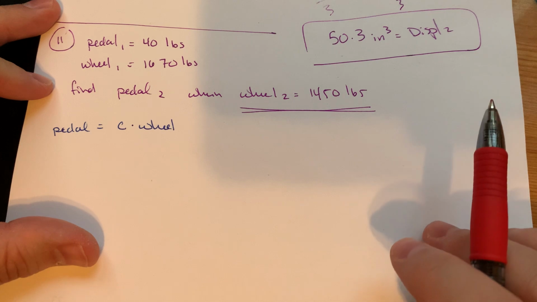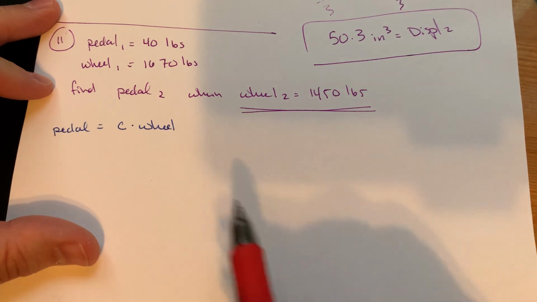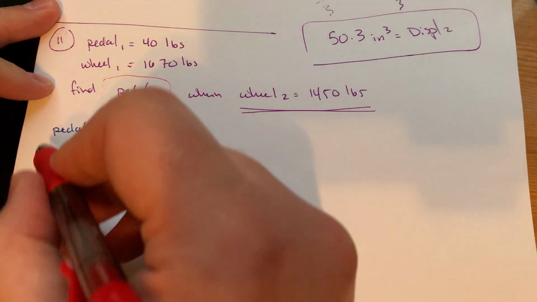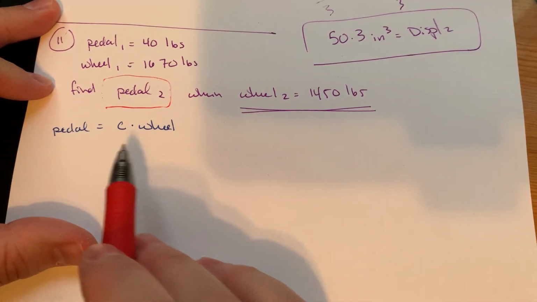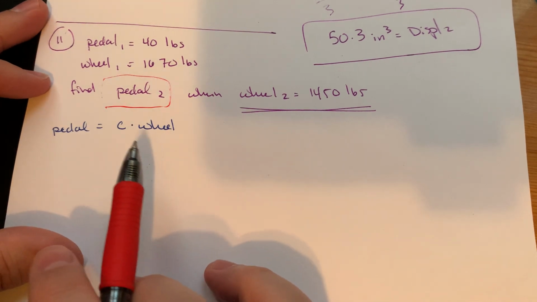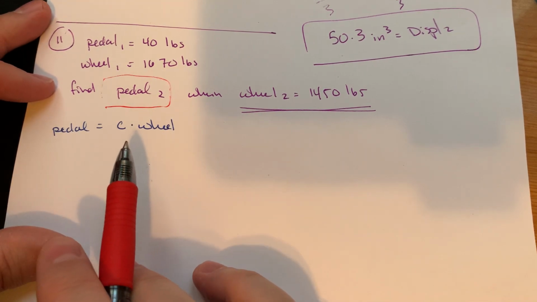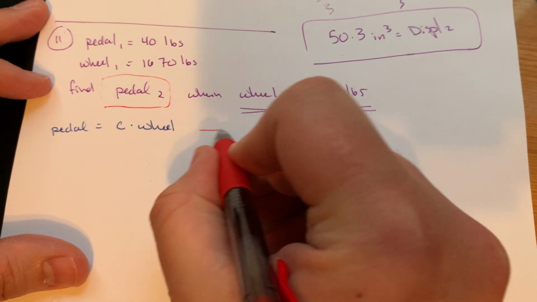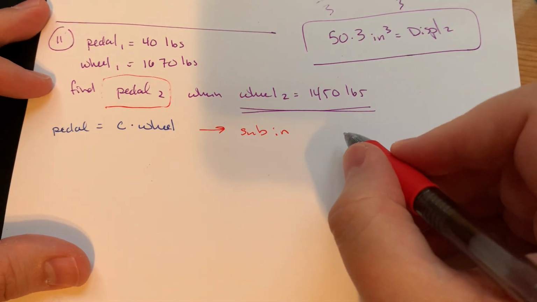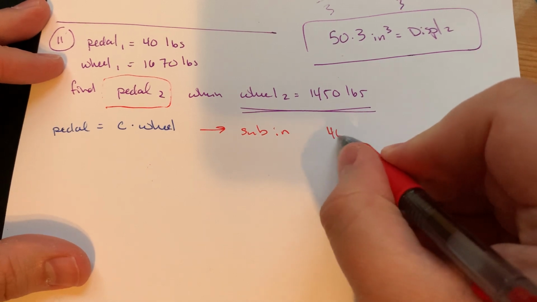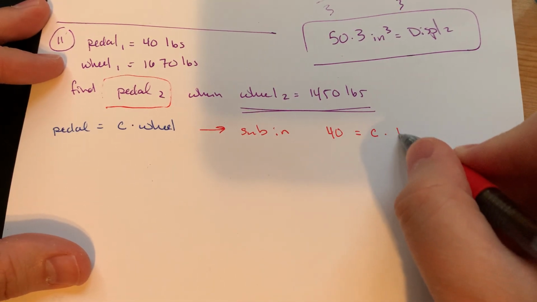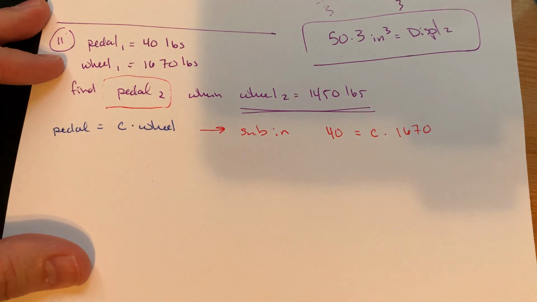You can find this constant one of two ways, honestly. If we're trying to find the value at the pedal, what I'd like is an equation where the force at the pedal is equal to some constant times the force at the wheel. Then if I sub in my values from situation number 1, this is 40 pounds equals some constant times 1,670.